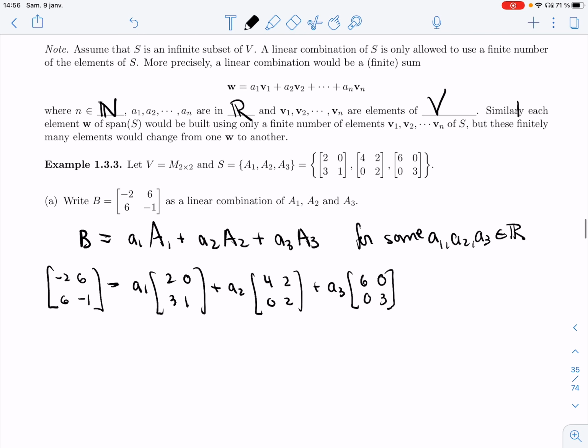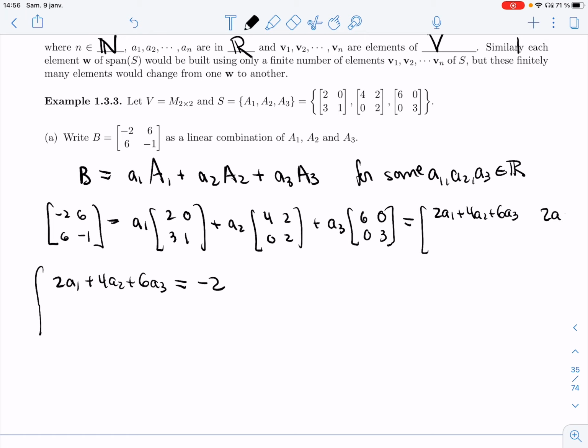I'm going to get, let's spell it out, 2a1 plus 4a2 plus 6a3. That needs to be my first entry, so it needs to be equal to minus 2. Next one would just be 2a2, so 2a2 should be 6. Next one is 3a1, so 3a1 should be 6 as well. And finally, I have a1 plus 2a2 plus 3a3, and so that should equal minus 1.